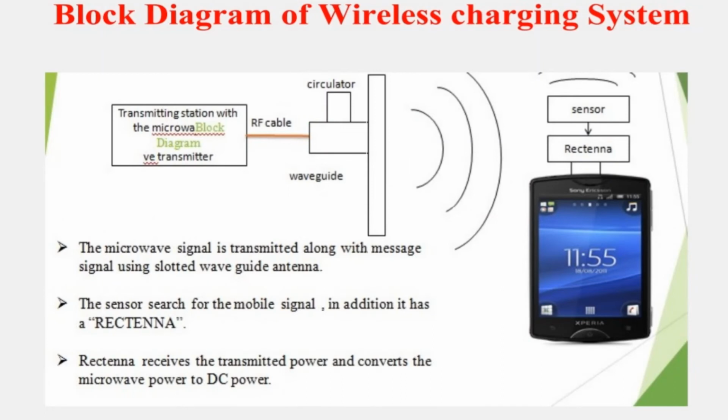Block diagram of wireless charging system. The microwave signal is transmitted along with the message signal using a slotted waveguide antenna. The sensor searches for the mobile signal. In addition, it has a rectenna. What is a rectenna? A rectenna receives the transmitted power and converts the microwave power to DC power.